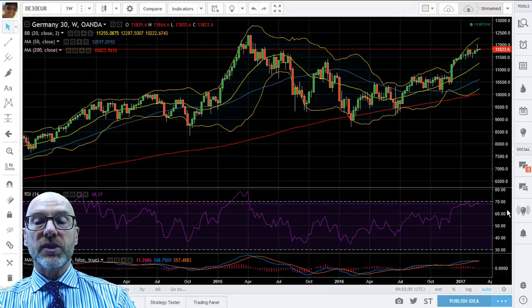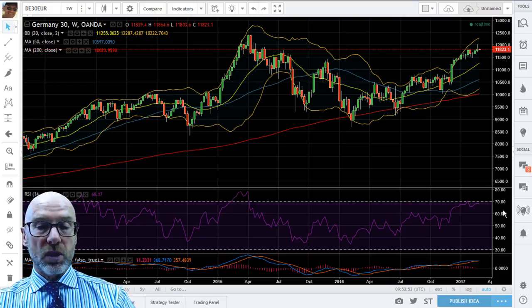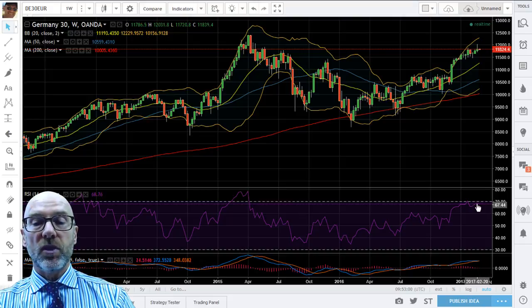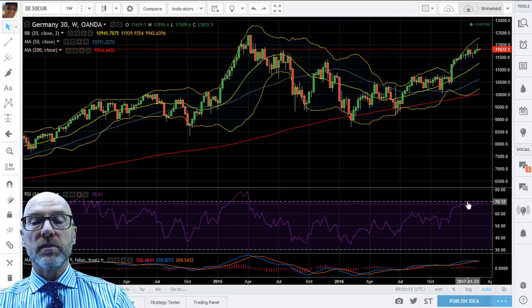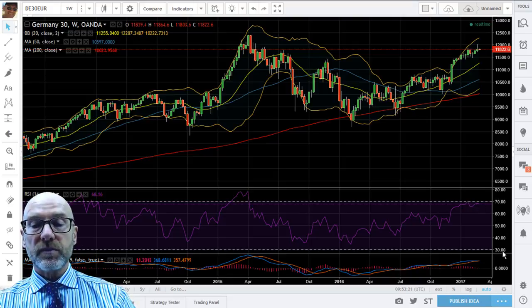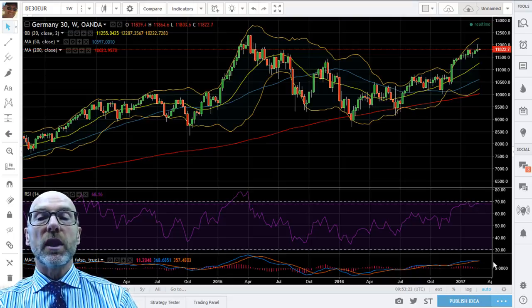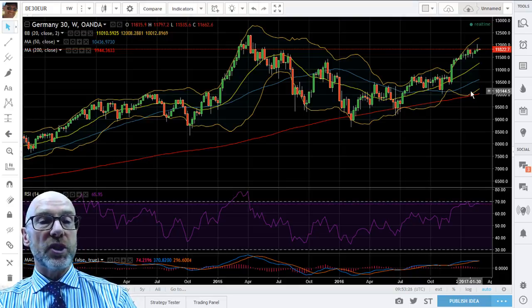Here again the RSI has actually shown a non-confirmation, in that the high that we had last week in the index wasn't confirmed with a high in the RSI, which only got up to 68.5 on last week's move, whereas previously it had got up to about 70 on the move at the end of January. So a non-confirmation there, and likewise the MACD rolling over on this longer term picture.